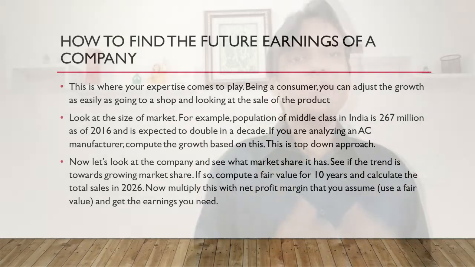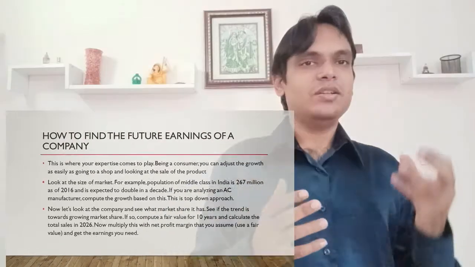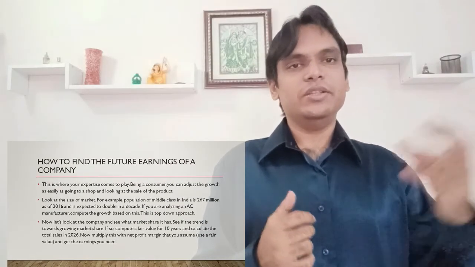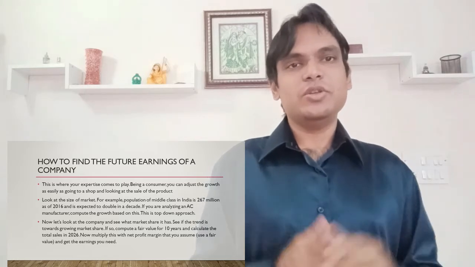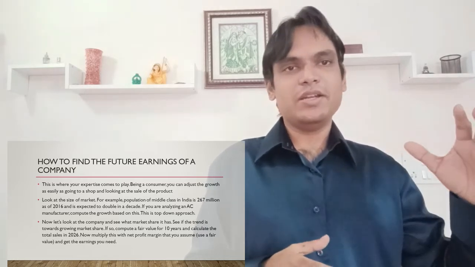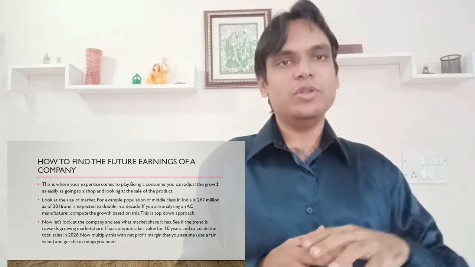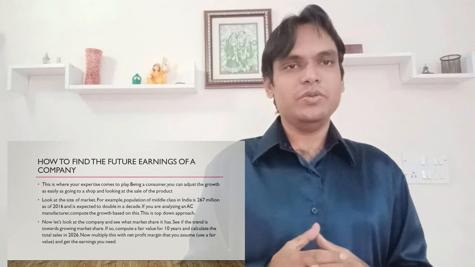It's not really difficult. So now you know the growth rate for the middle class and you know how much market share they will have. Multiply these two, you will get the value of their future revenue. Now you need future earnings. So you know the revenue: based on middle class population growth you are able to compute the size of the market, and multiplying by the market share, you get the total revenue.